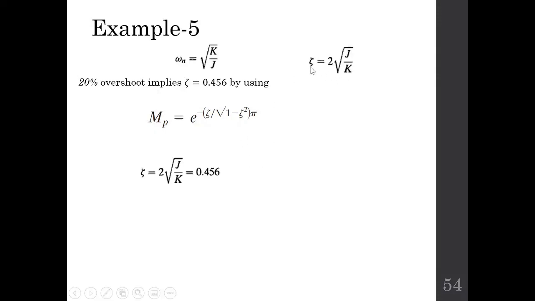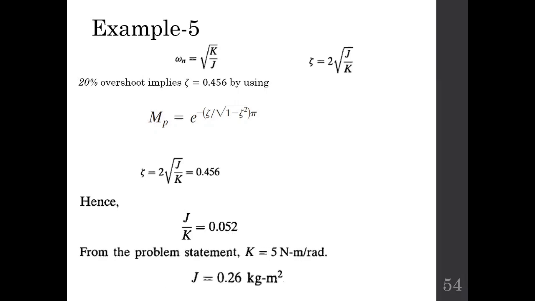So in this equation, we can simply replace zeta with 0.456, and J over K equals 0.052. Since the value of K is already given in the question statement, which is equal to 5 Newton meters per radian, by putting the value of K in this equation, we can find J, which is equal to 0.26.